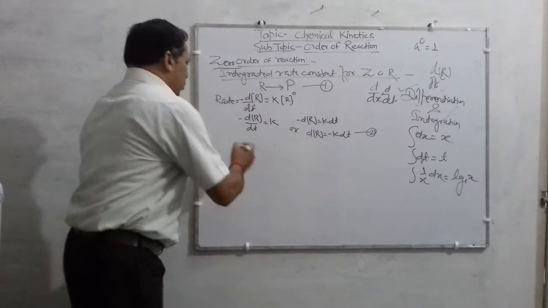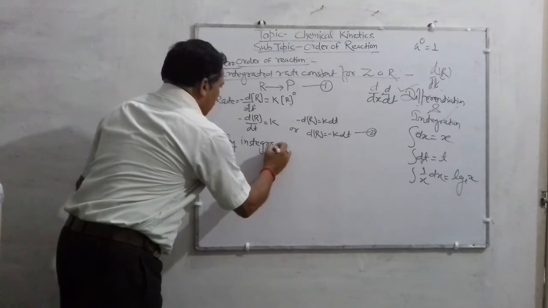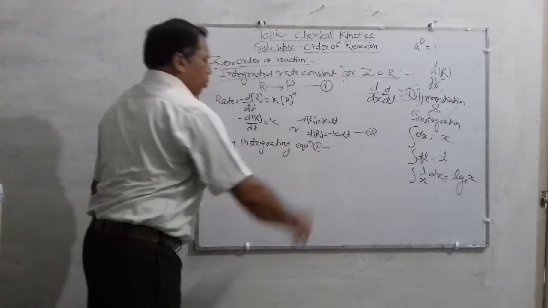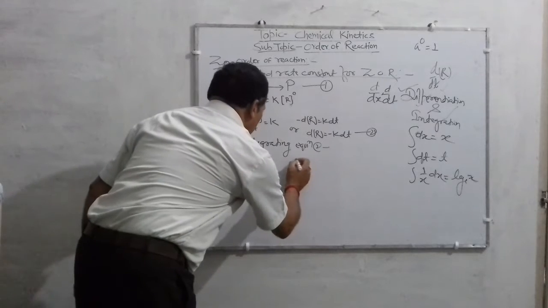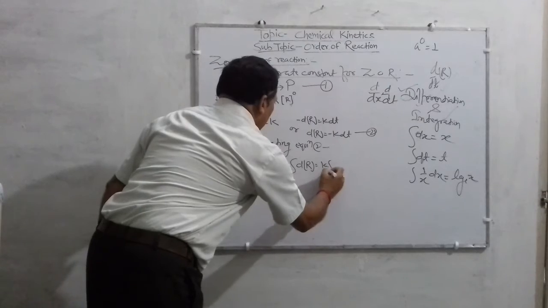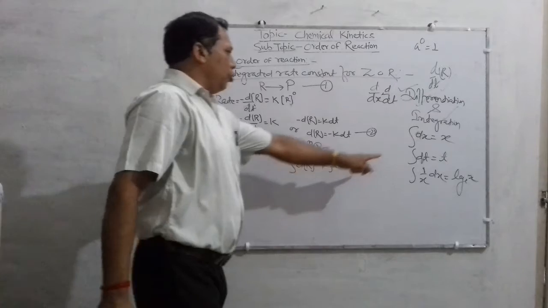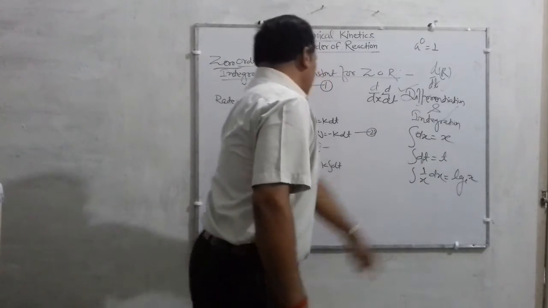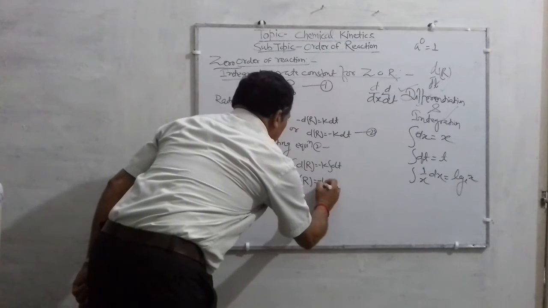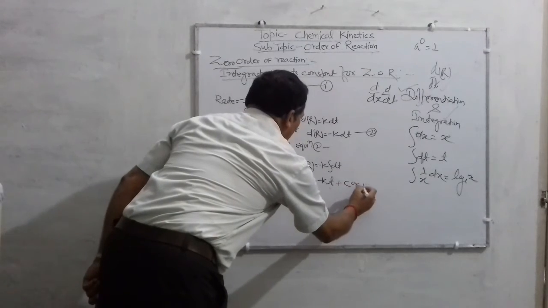So by integrating equation 2, write the symbol of integration. Integral of dR is equal to minus k into integral of dt. As usual, integral of dx is x, and integral of dt is t. So simply the integral of dR will be R. So R is equal to minus kt plus C.